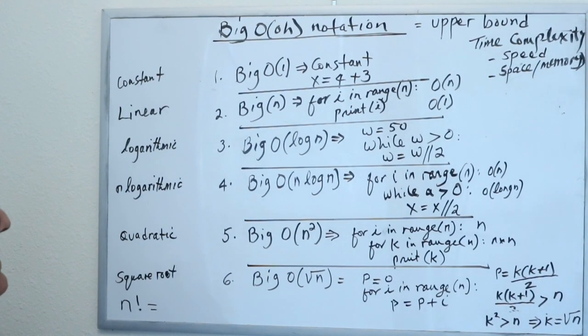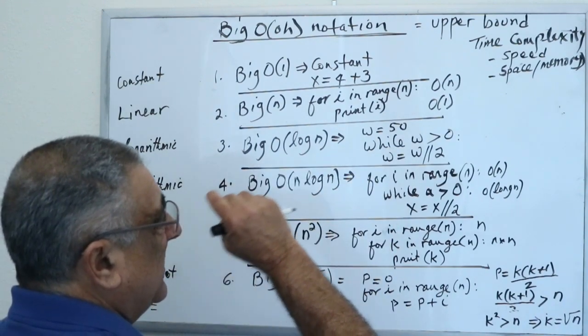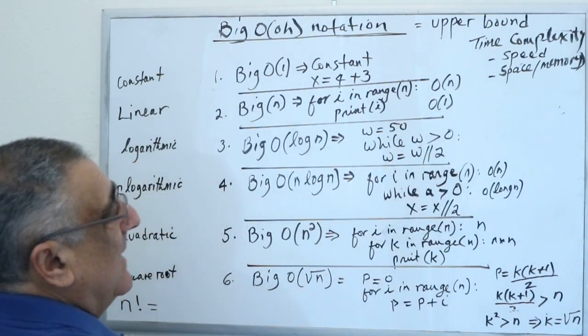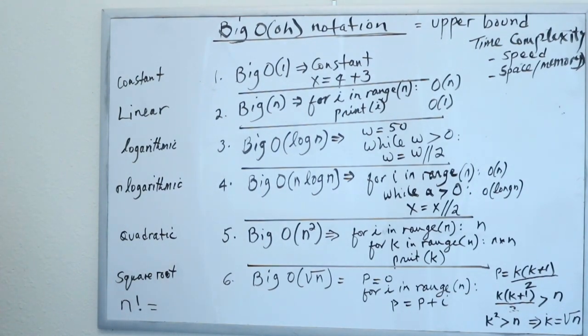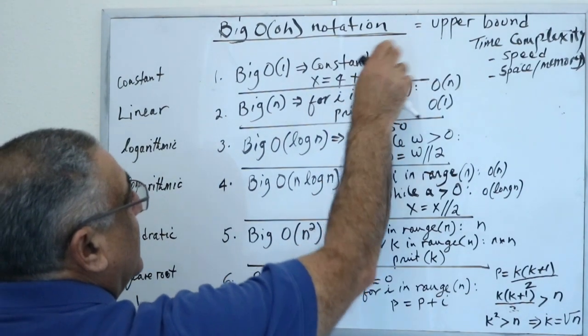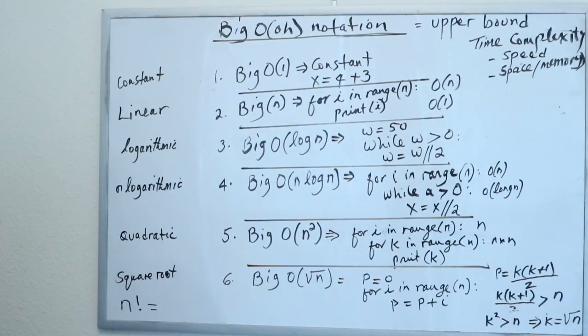This video is on the big O notation. Big O notation measures algorithm complexity in terms of speed, time, space, and memory. Big O is actually measuring the upper bound: how long it takes for an algorithm to run, how efficiently it runs, and how much memory it uses, which is a big factor in most algorithms.